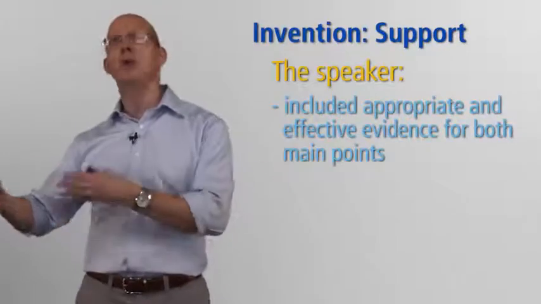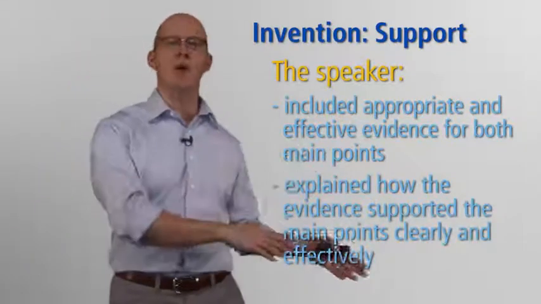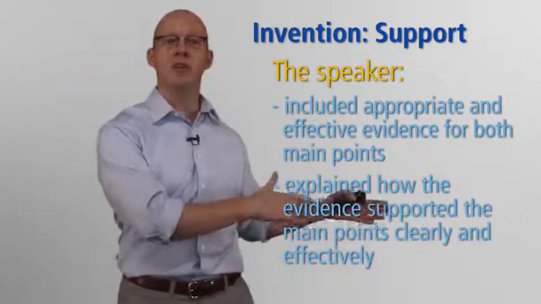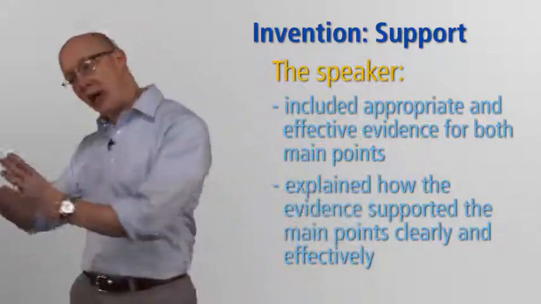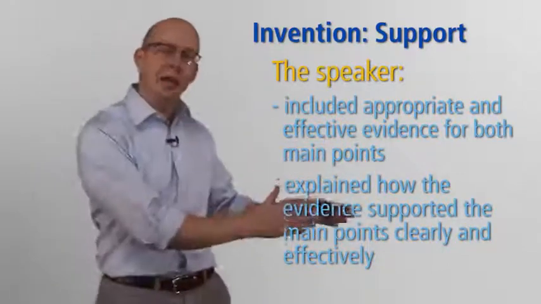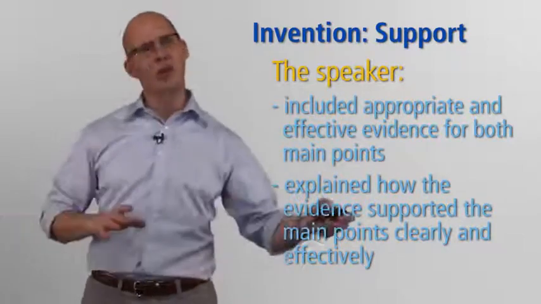Another invention category would be the support. Included appropriate and effective evidence for both main points and explained how the evidence supported the main points clearly and effectively. So once again, presence and explanation. Did you have good evidence, and did you explain the evidence well? So it gets us to both sides of the coin, preparation as well as performance. Then we get into arrangement.